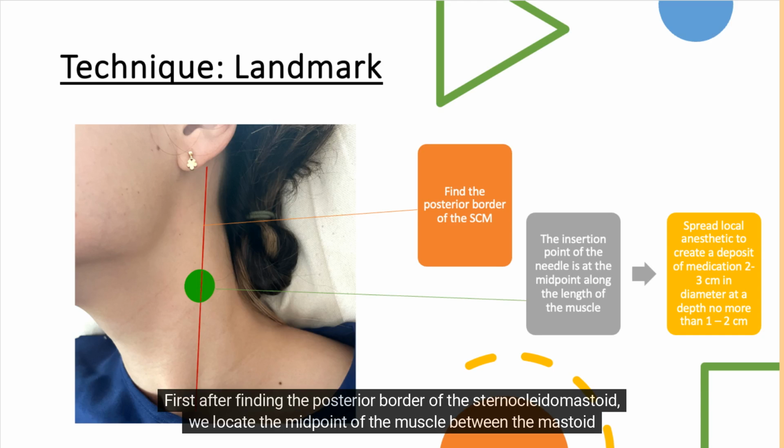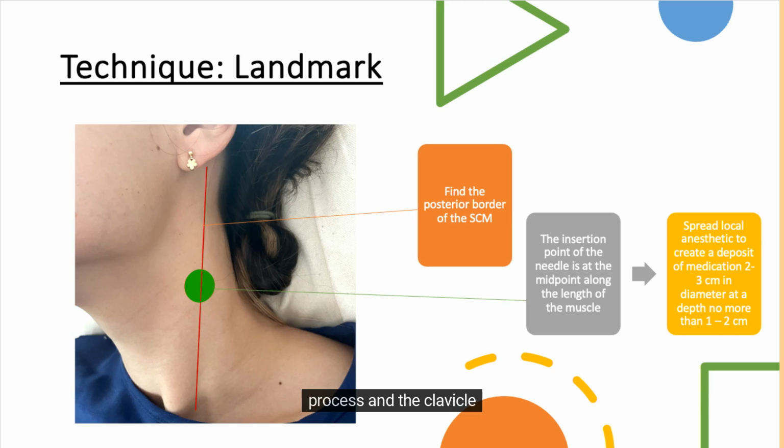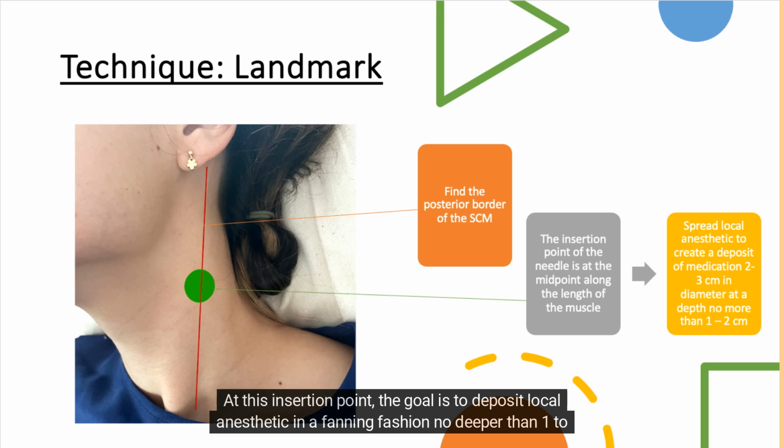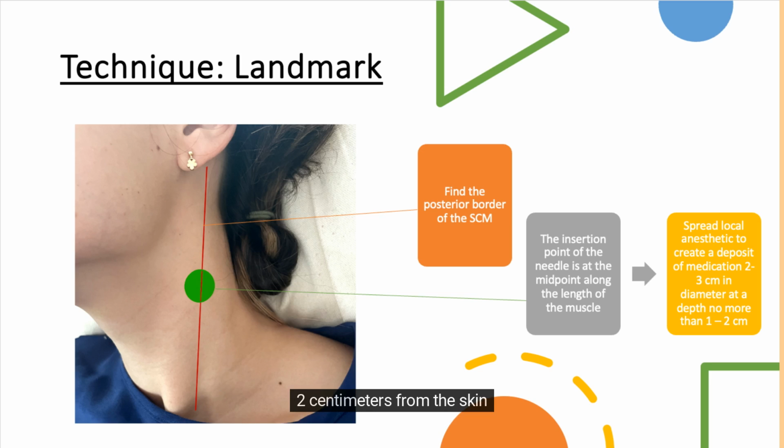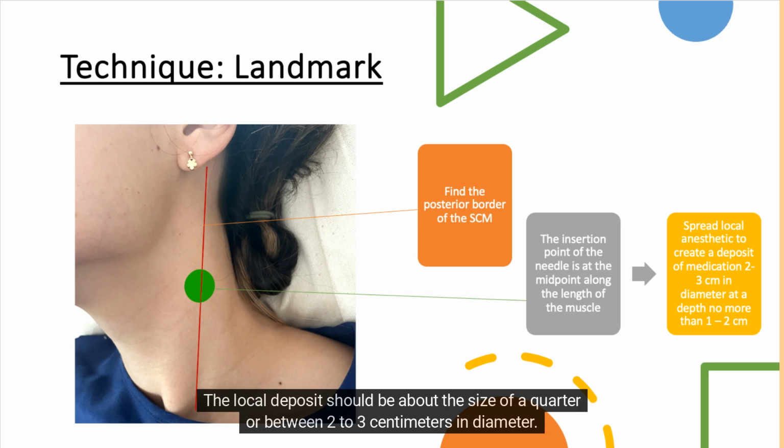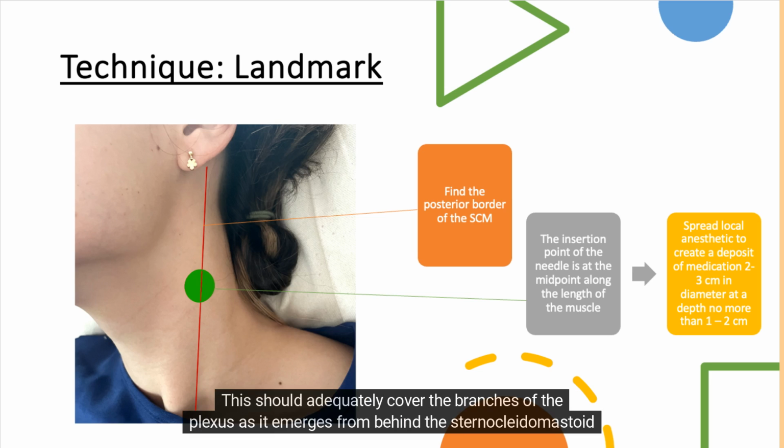First, after finding the posterior border of the sternocleidomastoid, we locate the midpoint of the muscle between the mastoid process and the clavicle. At this insertion point, the goal is to deposit local anesthetic in a fanning fashion no deeper than 1 to 2 centimeters from the skin. The local deposit should be about the size of a quarter or between 2 to 3 centimeters in diameter. This should adequately cover the branches of the plexus as it emerges from behind the sternocleidomastoid at this point.